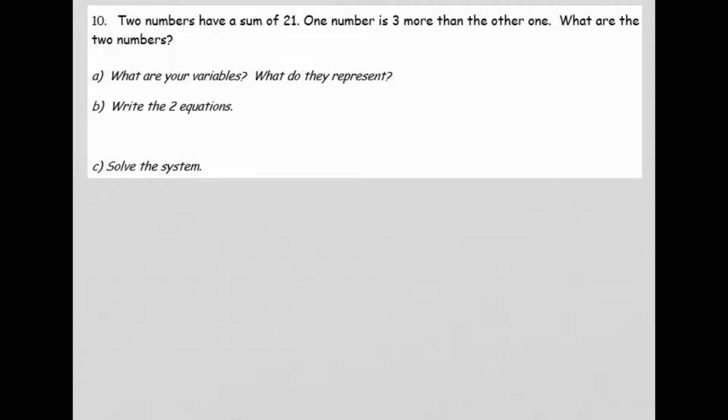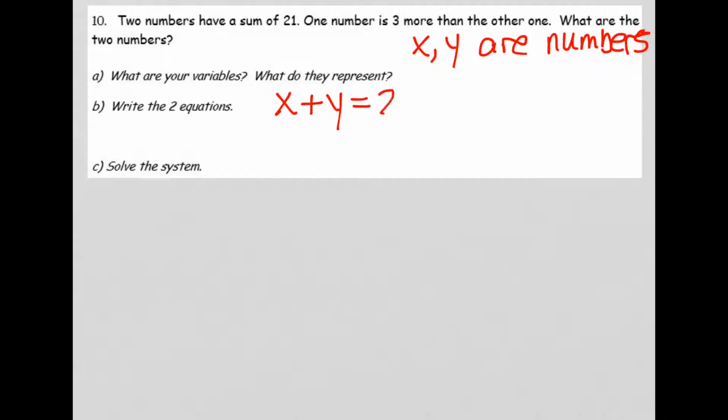What do they represent? Well, I'm just going to be pretty simple and say that X and Y are my 2 numbers. I don't know what they are, but I'm going to have them represented by these variables, X and Y. Okay, let's write an equation. Well, the first thing we know is that 2 numbers have a sum of 21. Sum is the fancy math word for the answer when you add. So that means if I add these 2 numbers together, I'll get 21. Well, an equation for that would be adding them together and equaling 21.